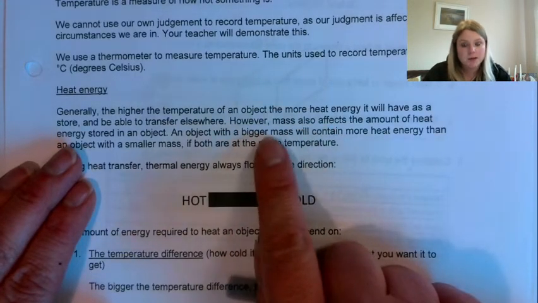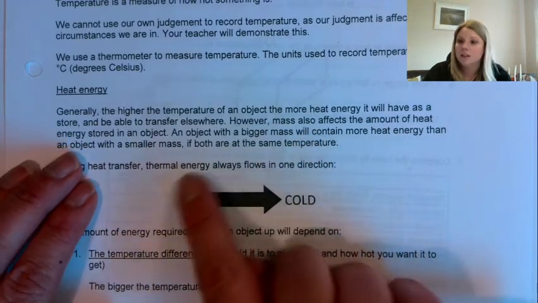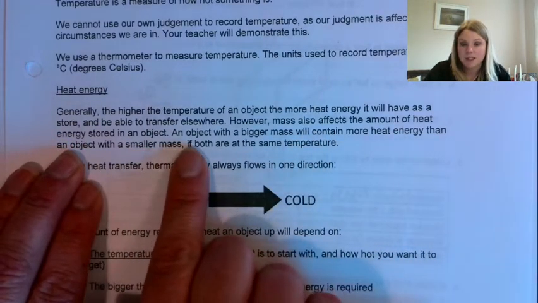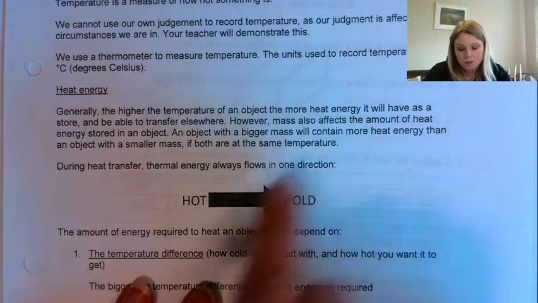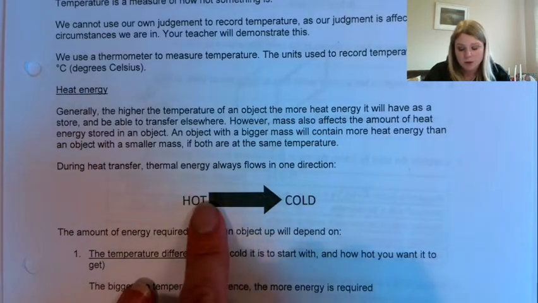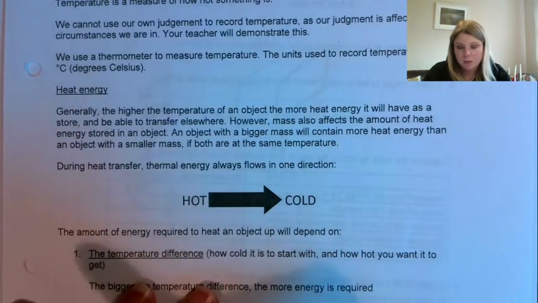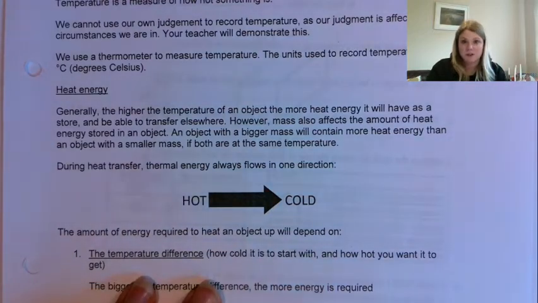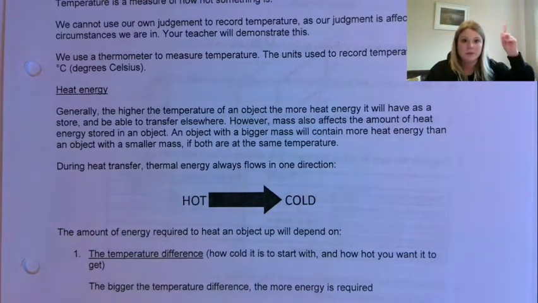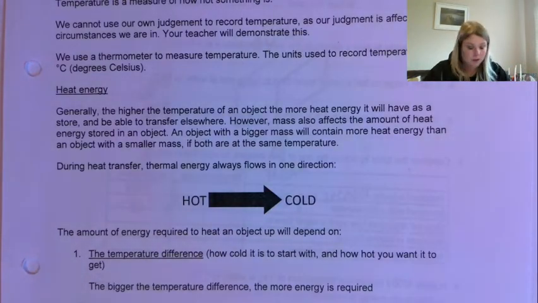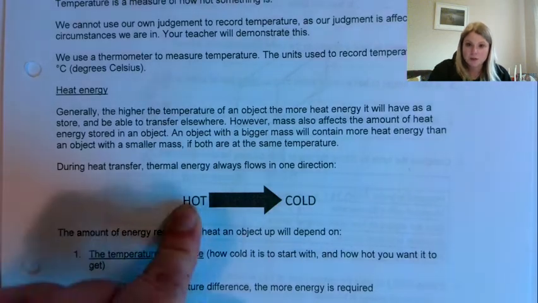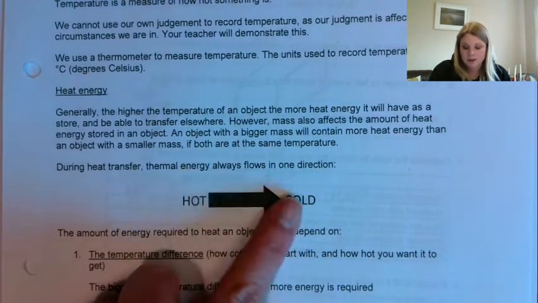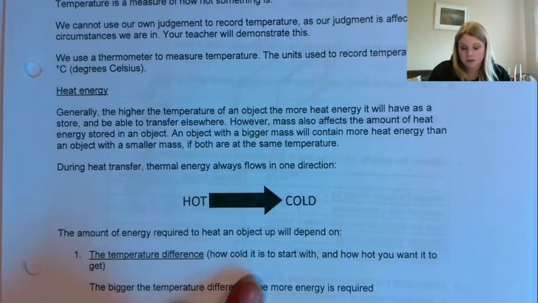An object with a bigger mass will contain more heat energy than an object with a smaller mass if both are at the same temperature. One little thing I haven't mentioned yet that is very important for this whole topic is that whenever heat energy is transferring, it always goes in one direction, and by that I don't mean it always goes up or to the right or down, whatever. It always travels from a hotter area to a colder area. That is very, very important.